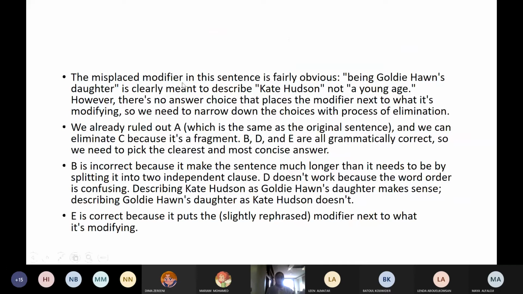The misplaced modifiers. I repeat this slide.